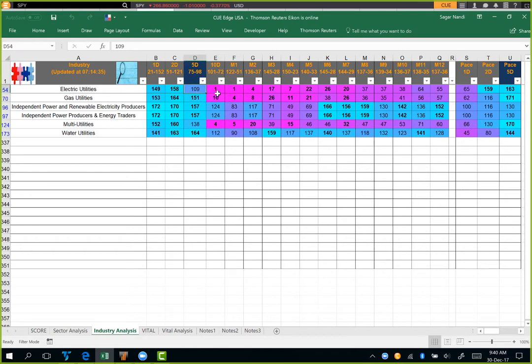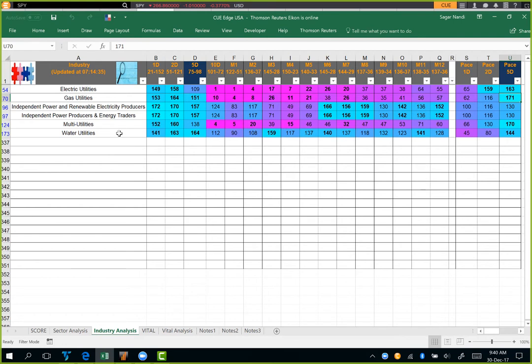If you look at electric utilities, its score over 10 days period was the worst possible score of 1, and this week the score jumped a lot to 109. That showed the acceleration to be very strong in the pace column. And in fact, gas utilities has the best acceleration.